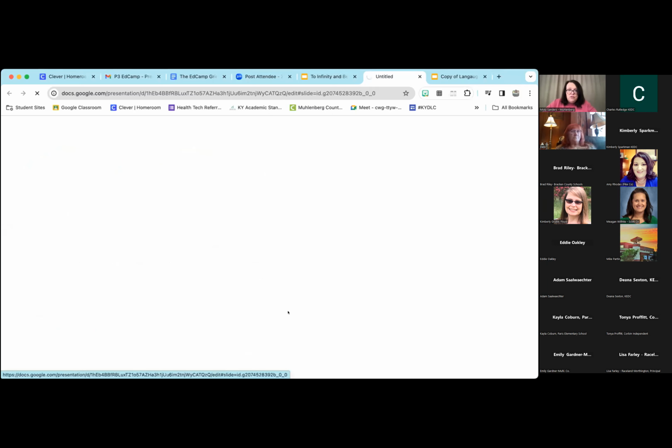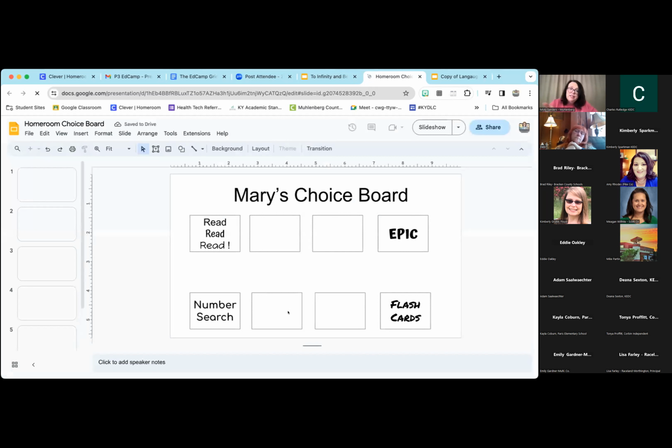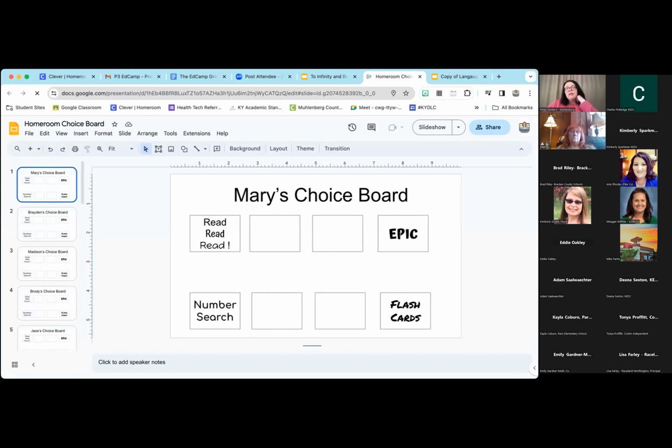But I also have each one of my students have an individual choice board. Here is the example. I put 4 things that have to be on there, which is reading a book, going on Epic, reading and taking quizzes, flashcards for math, and then I have some number searches where they have to find the problem and the answer. And then once they get through so many sets, they make their own to give a classmate.